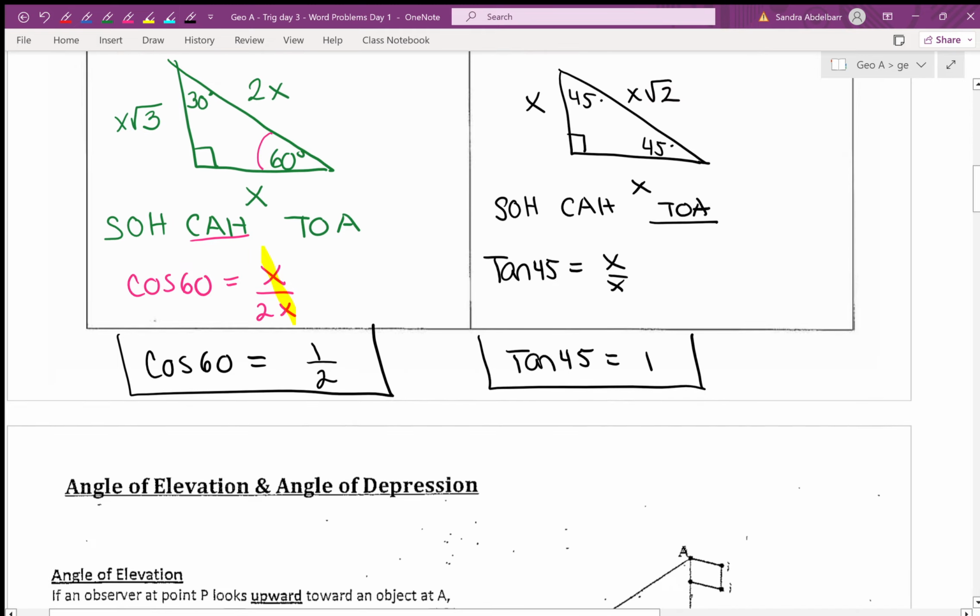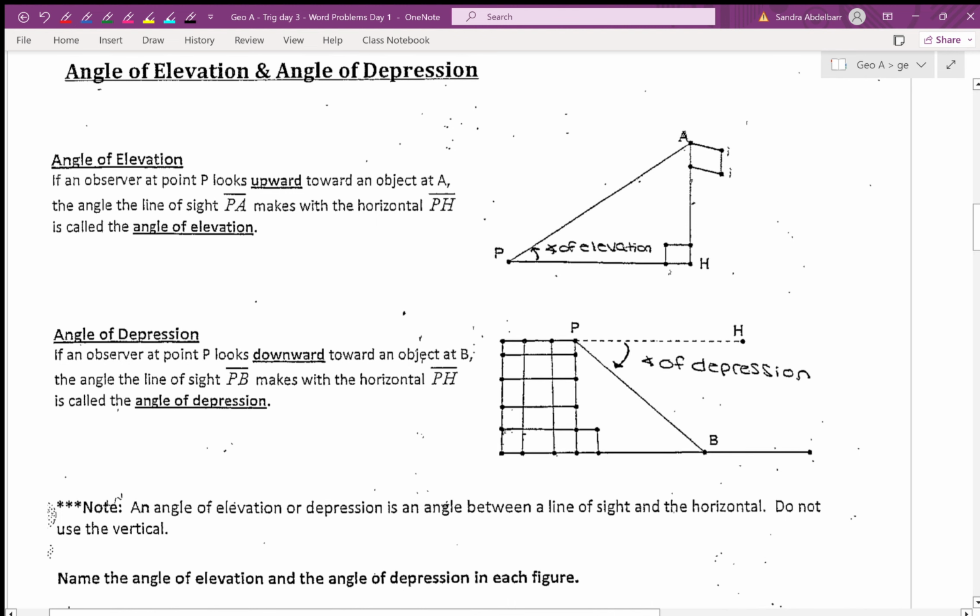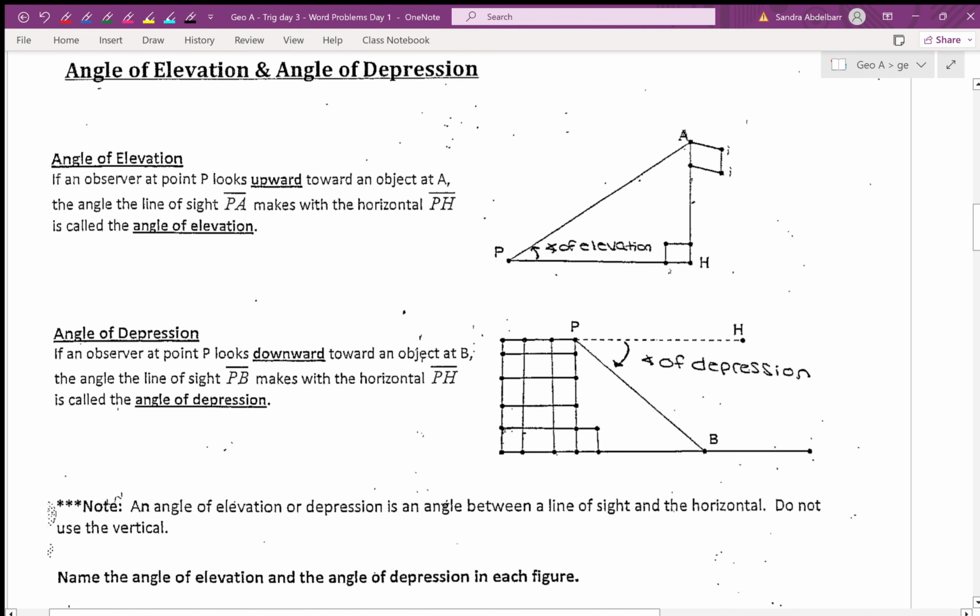All right, so now we're getting into word problems. Before we can actually do any word problems, let's talk about some vocabulary we need to know, some definitions. So the first new definition we're going to talk about is an angle of elevation.